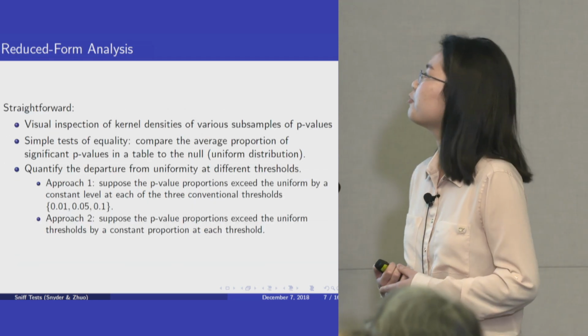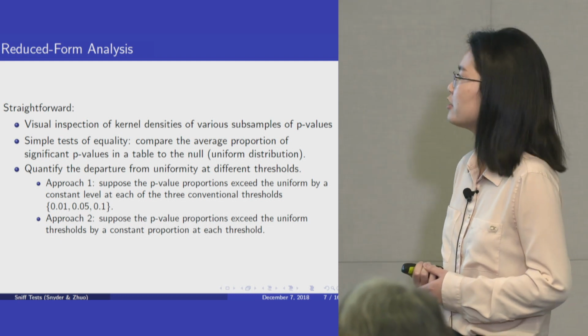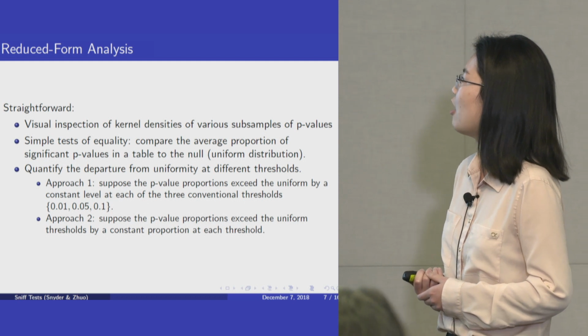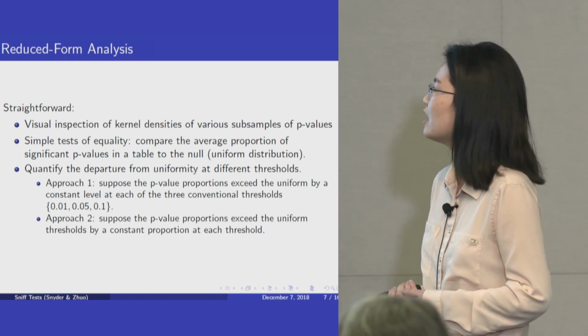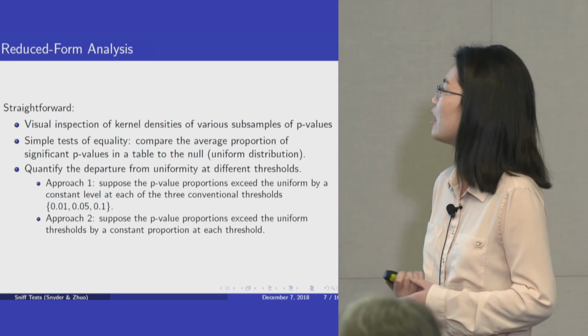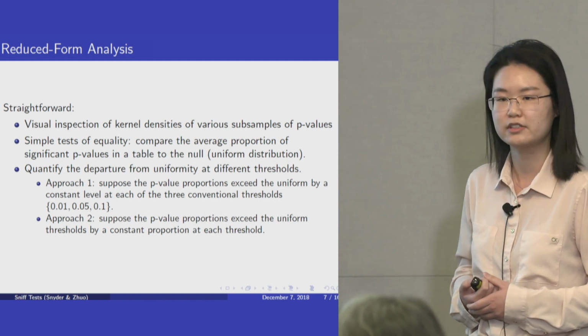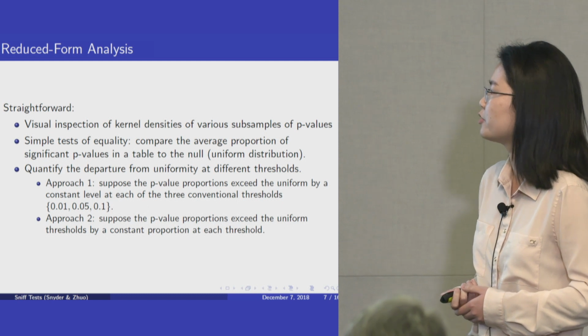And our reduced form method is straightforward, amounting to visually inspecting the kernel density of various subsamples of p-values, and a simple test of equality by comparing the average proportion of significant p-values in a table to the null, which is the uniform distribution.